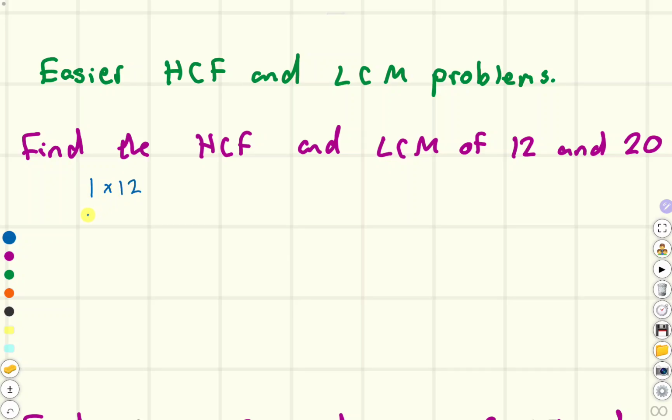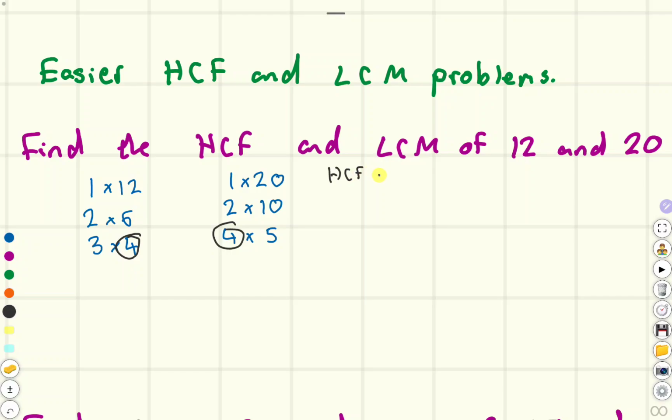1 times 12, 2 times 6, 3 times 4, and those are all the factors of 12. Now I do the same for 20. 1 times 20, 2 times 10, 3 doesn't go into it, 4 times 5, and that's finished. And now we can see the highest number that went into both of these is clearly 4. 4 goes into both, so I can say the HCF is 4.